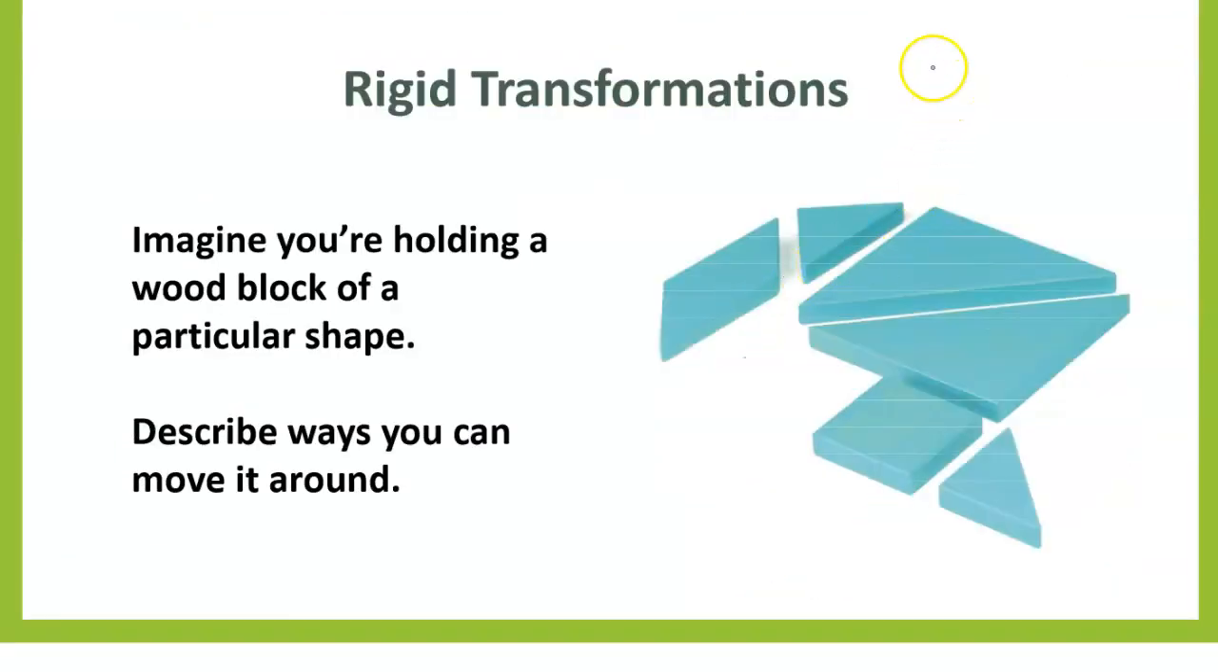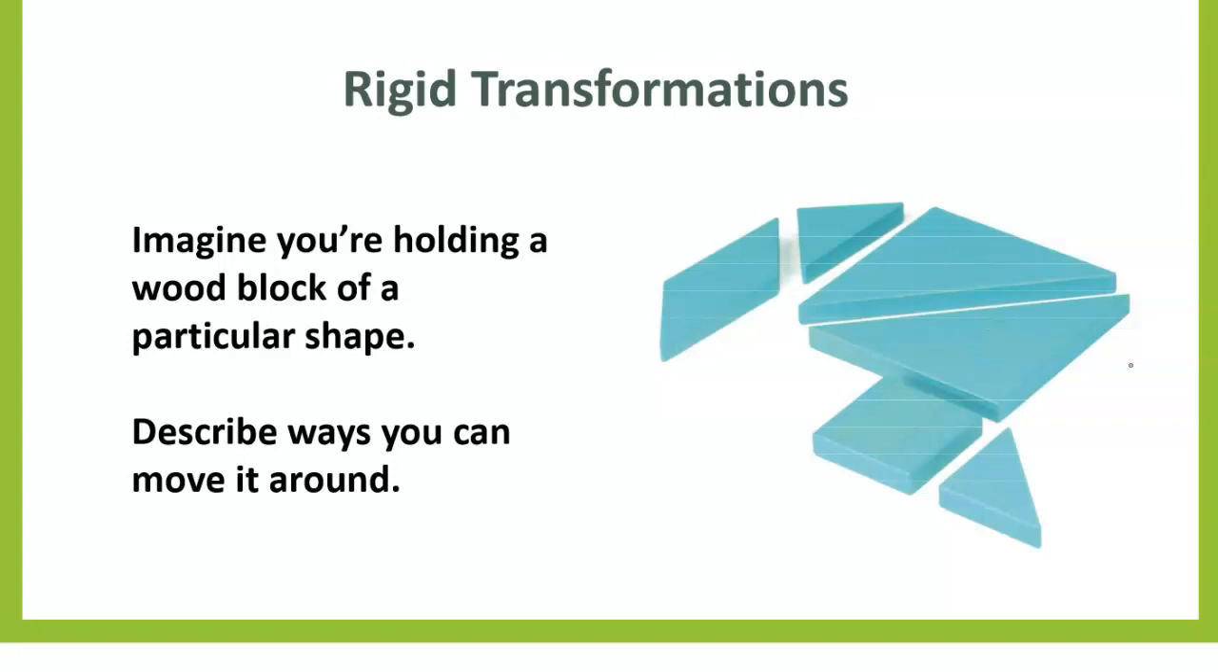So when you're thinking about rigid transformations, imagine you're holding one of these blocks, like a tangram. This is what that's called, a tangram. These are blocks that you can use to solve little puzzles, make different pictures. Or if you've ever seen wood blocks that little kids have, you think about a wood block in a particular shape, and you can't change its shape unless you break it. You can't mold it, you can't make the sides a different length. All you can do is move it through space.